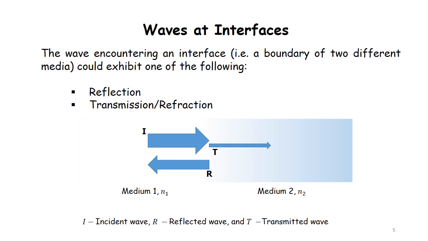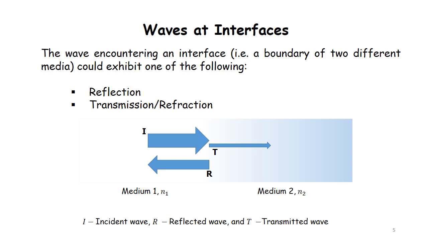Here, I just use this to depict that. If you see this figure, the biggest blue arrow there represents the component of the incident wave. This represents that of the reflected wave, and T shows that of the transmitted wave.